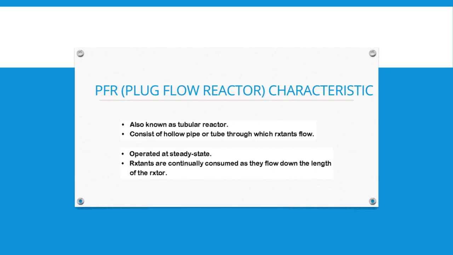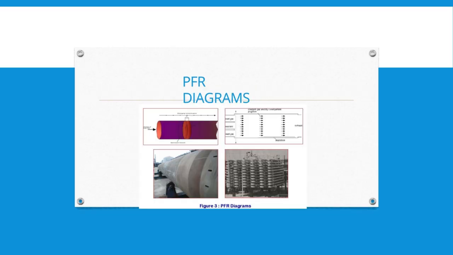Let's move to plug flow reactor or PFR, also known as tubular reactor. It consists of hollow pipe or tube through which reactant flows. PFR operates at steady-state mode. Reactants are continuously consumed as they flow across the length of the reactor.